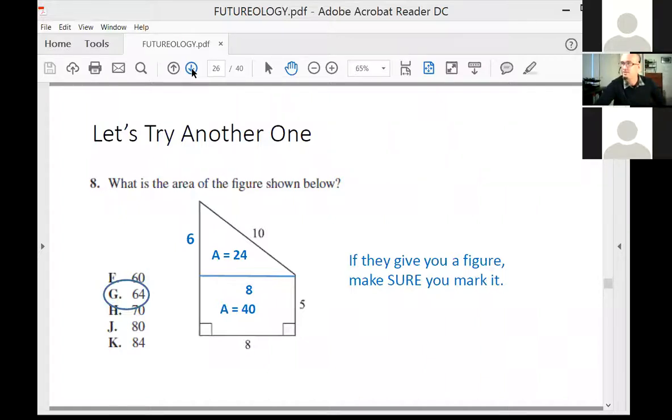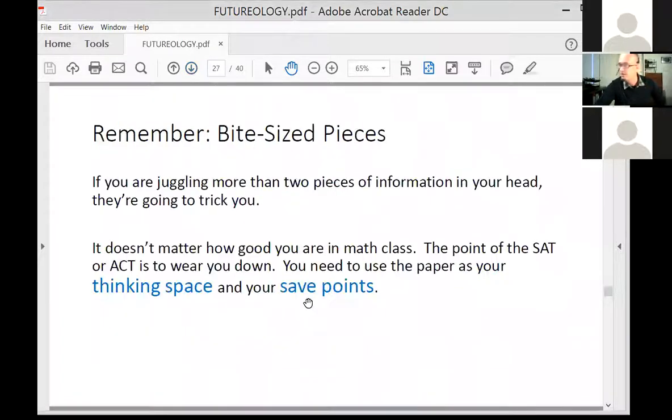If you can band together with a colleague or a classmate, you can go a long ways just by teaming up. A really important thing to remember is bite-sized pieces. I already said this earlier, but if you are juggling more than 2 pieces of information in your head, you're probably going to get tricked. There are things that can be flipped around. This is especially true on the ACT science, and we'll see that in the next class.